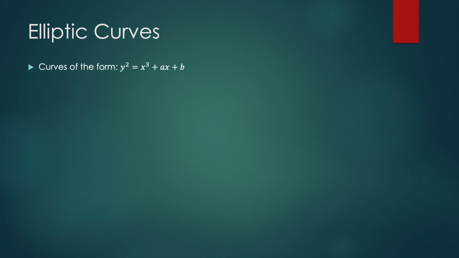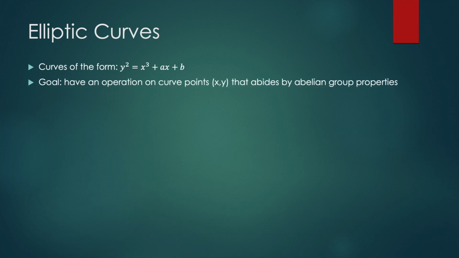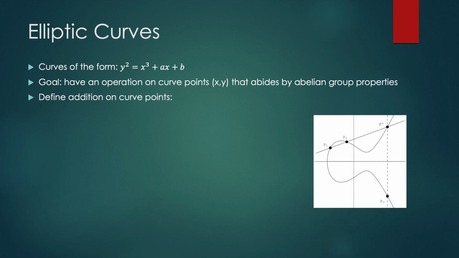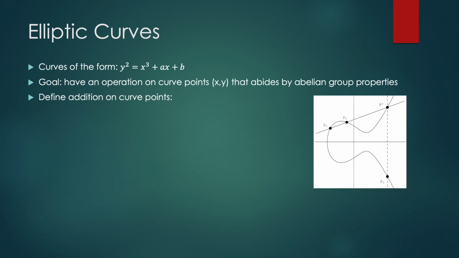Elliptic curves take the form y squared equals x cubed plus ax plus b. If we are going to use elliptic curves for cryptography purposes, we want to have an operation defined on these curve points that abides by abelian group properties. We can define addition on curve points to satisfy an abelian group operation. We know that elliptic curves will have a third point of intersection when we add two distinct points, as you can see if we were to add points P1 and P2 in the following diagram.